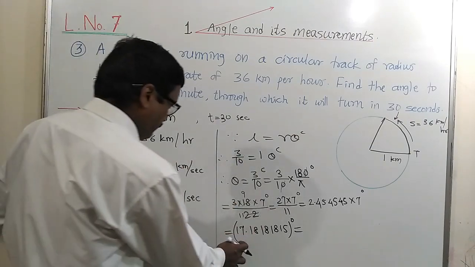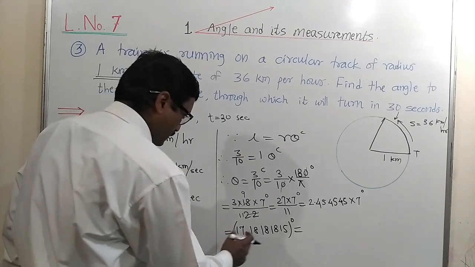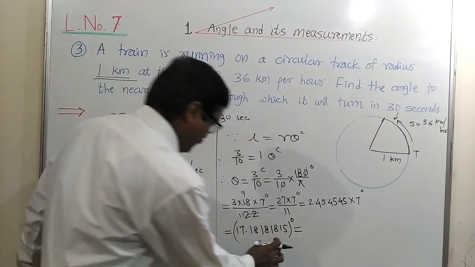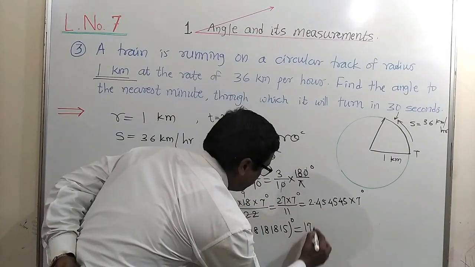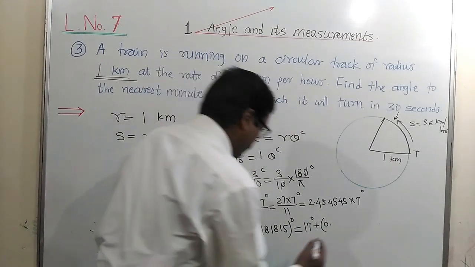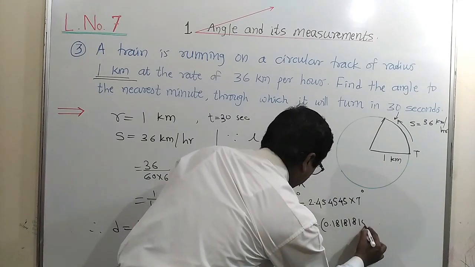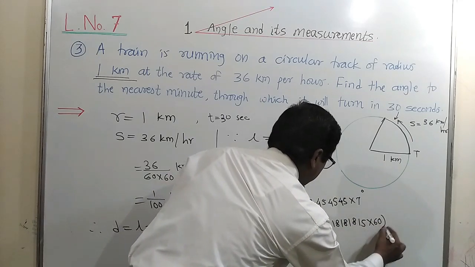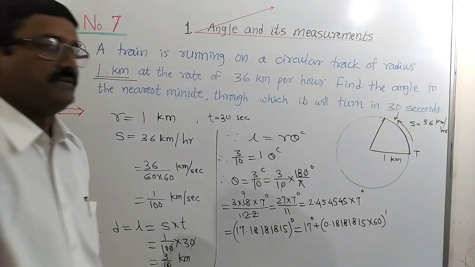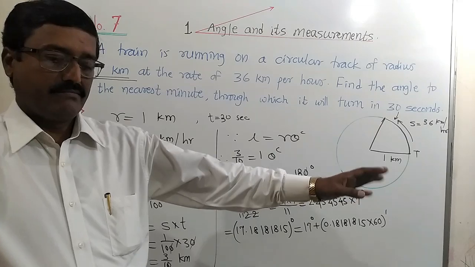Actual the angle is 17 degrees, but we don't know the actual number of minutes. That's why convert this degree again into minutes. So it will be 17 degree plus 0.181818 into 60 minutes. So this is the conversion of degree into degree and minute.